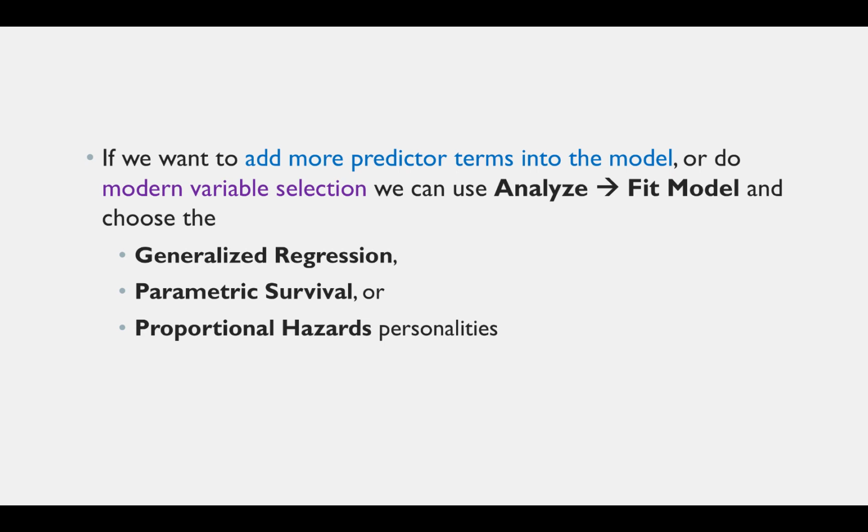On the other hand, if I have a more complicated model and I want to add more predictor terms, so not just one X variable, but many X variables, or if I want to do modern variable selection using the lasso or elastic net or things that I showed you before, we can do this using the analyze and fit model. So if I choose generalized regression, I get those lasso kinds of things for variable selection. If I choose parametric survival, I'll just get sort of the fit life by X options, but with many X variables. Or proportional hazards is the Cox proportional hazards model, which is a semi-parametric model. So that's available there as well.